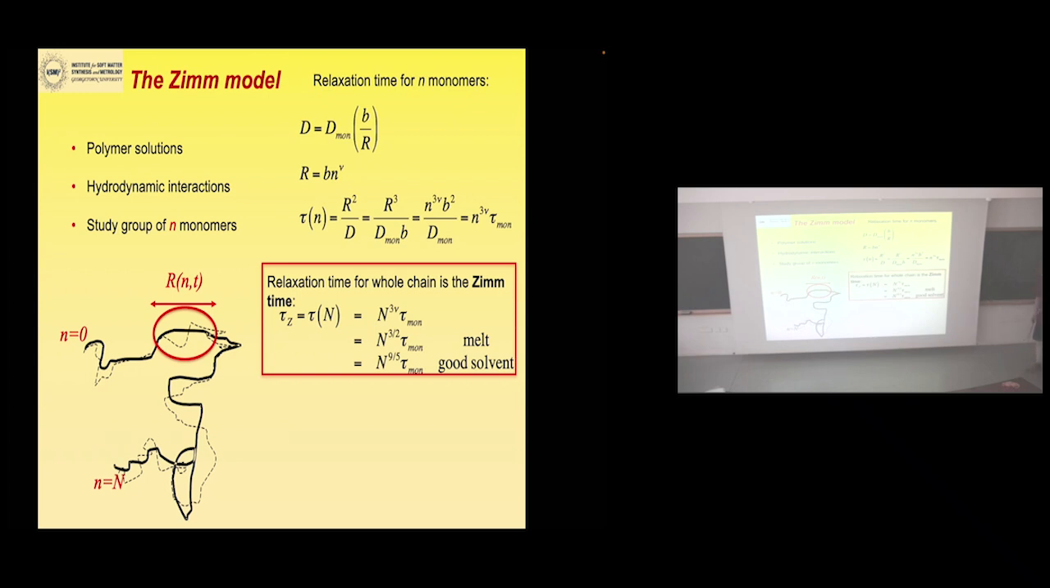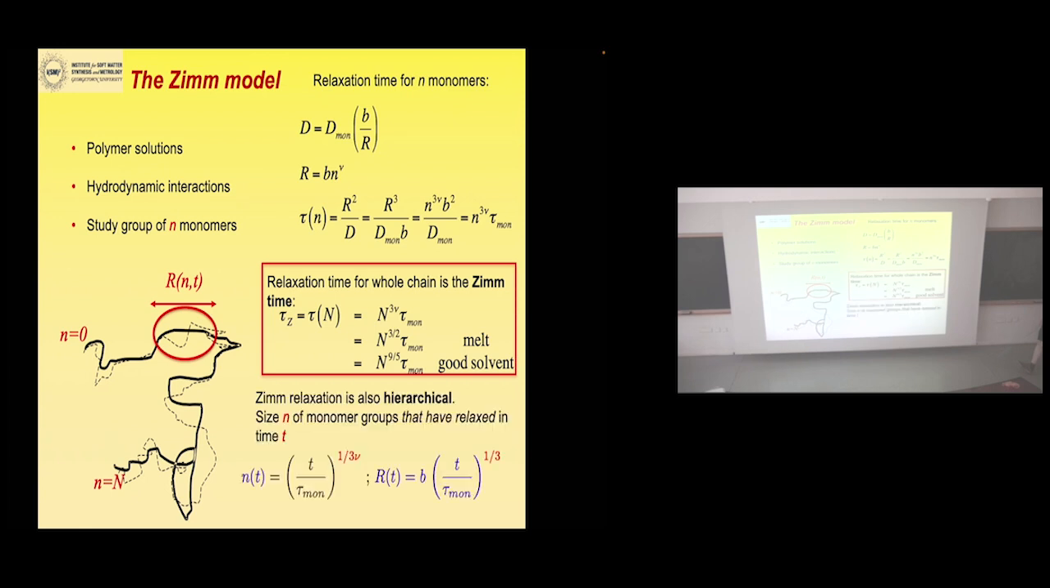You remember for the Rouse case, we had n squared. So both of these are smaller than n squared. And so what the Zimm model does, it actually moves faster. Okay. So rather than scaling as a power of n squared, it scales as a smaller power. So the relaxation dynamics of the Zimm model is faster in terms of numbers of monomers.